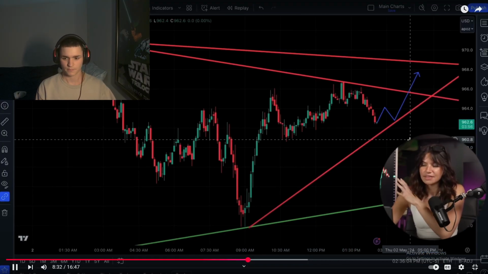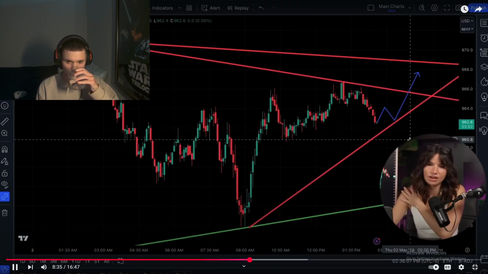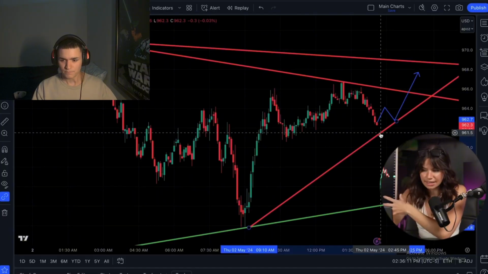This new point B would be better than trying to throw a line on the screen. So it's better to simply wait for a more clear, a more accurate pullback.